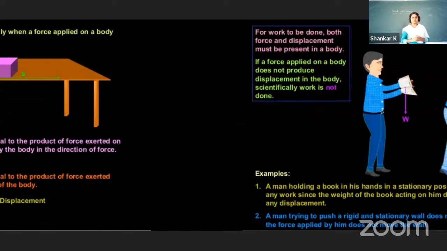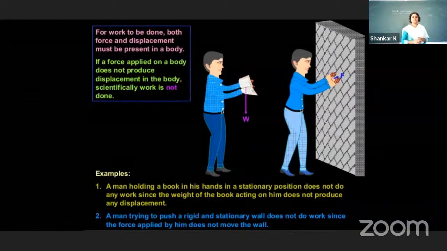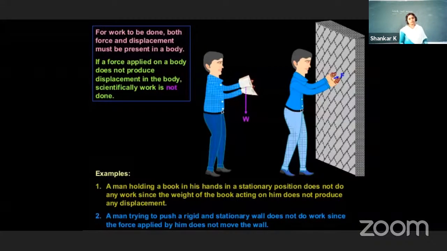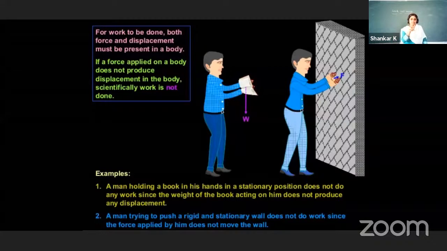I can give you some more examples here. For example, if a force is applied on a body, for work to be done, both force and displacement must be present in the body. Force and displacement should be there.